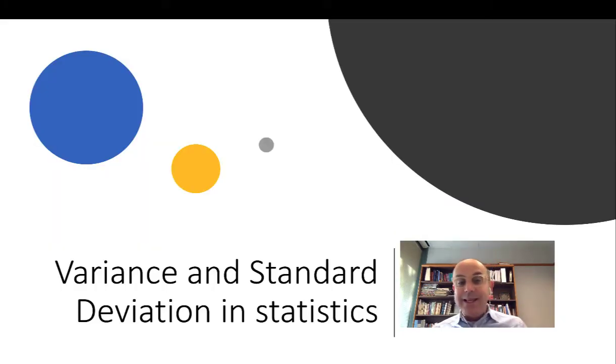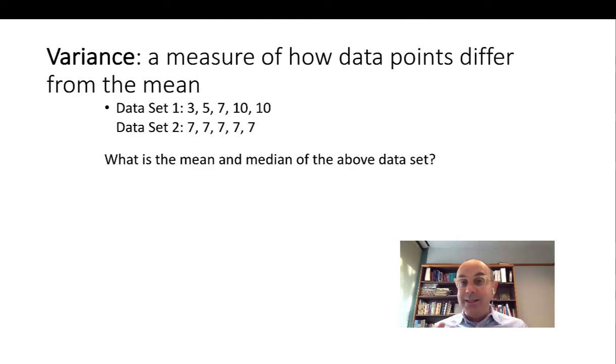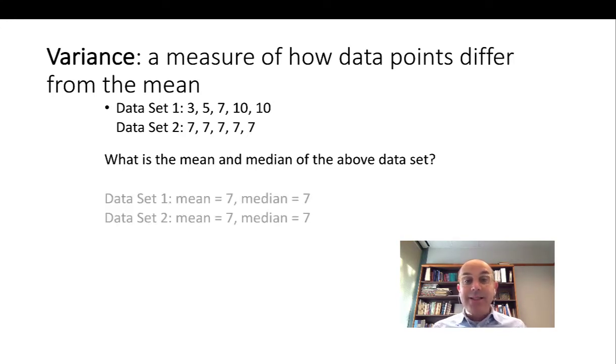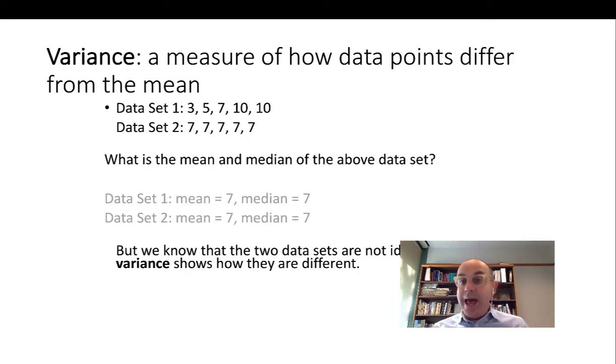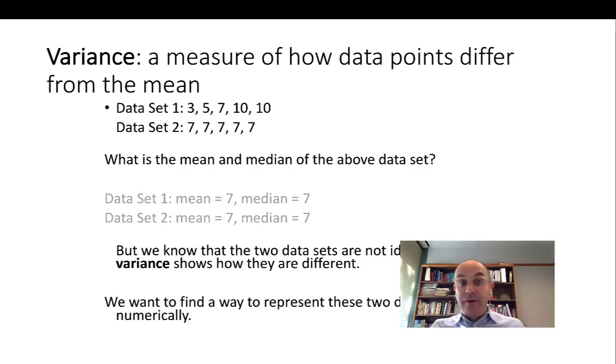So the variance and the standard deviation in statistics. When we have variance, we aim to measure how data points differ from the mean. So what is the mean and median of the above data set? In the first data set, the mean is equal to 7 and the median is equal to 7 also. In the second set, the mean and the median are also equal. But we have a sense that those 2 data sets are not identical. The variance shows how different they are with regard to overall performance.